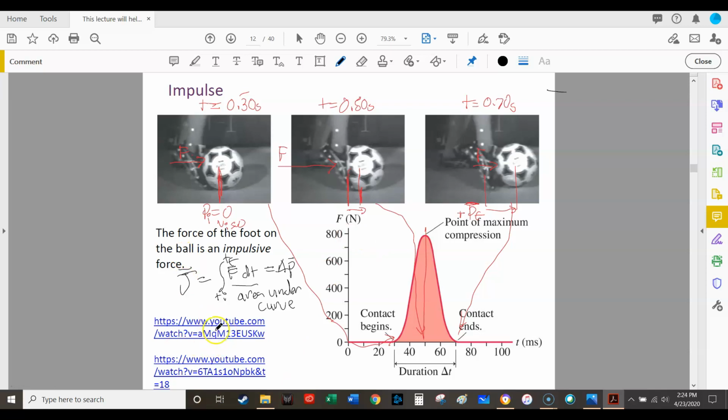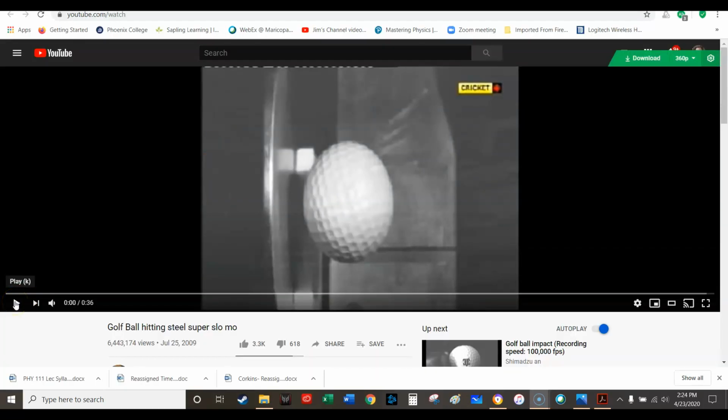I put some YouTube links to this, and so what I'm going to do is show you what is really kind of going on during an impact, okay? So here's that first link, and this is going to be a link where you're going to see a golf ball moving to the left, so it's going to have an initial momentum to the left. Now, when it hits this plate, the plate is going to bring it to a stop, which means it's going to apply a force to the right.